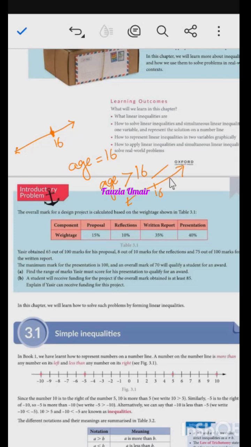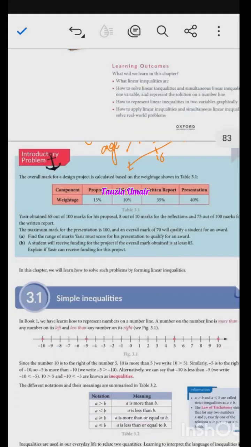Okay, is it making sense? Do you understand how important these inequalities are? Yes. Okay, so now there are 4 different types of inequalities.